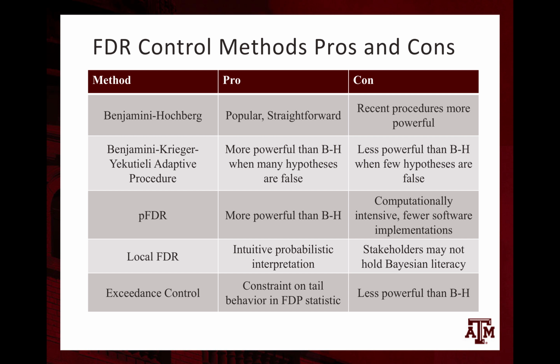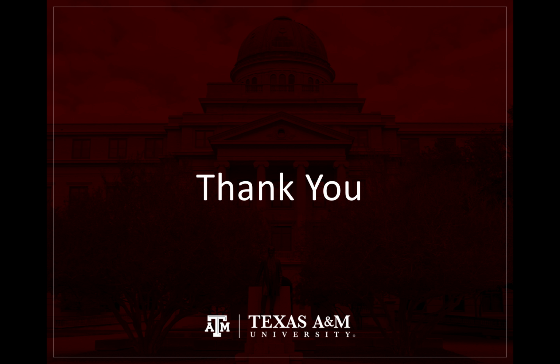And then exceedance control: one pro of that is that we do get a constraint on tail behavior, but we get something that's less powerful than the Benjamini-Hochberg method. And so that's the primary material.